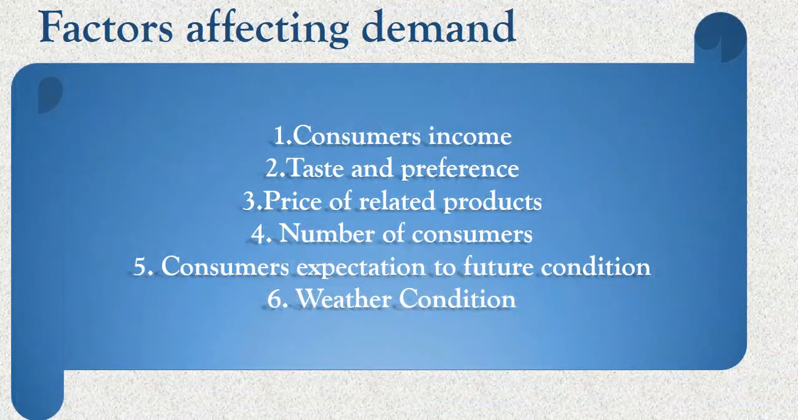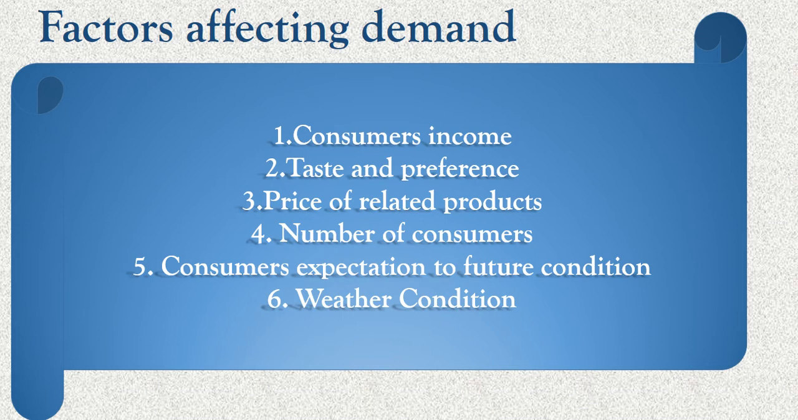These are the things that cause the demand curve to move either to the right or left side of the graph. Those are the consumer's income, taste and preference, price of related products, number of consumers, consumers' expectation, the future condition, and weather condition.